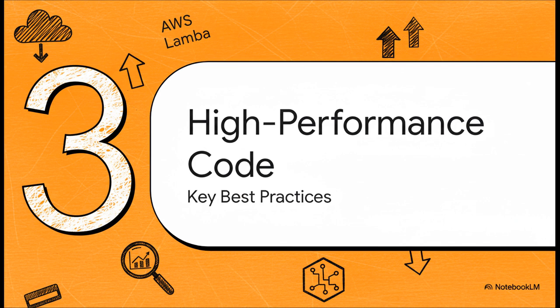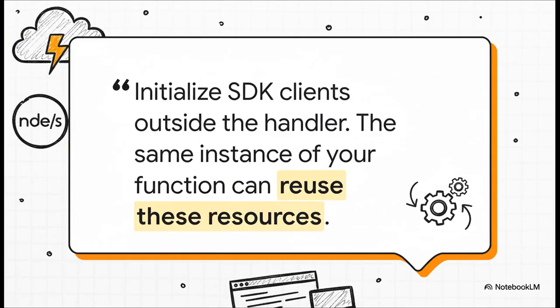Getting it running is one thing. Getting it running well, fast, cheap, and efficient, that's the next level. So let's talk about some critical best practices for performance. Okay, listen up, because if you only remember one thing from this whole explainer, make it this. This is the golden rule of Lambda performance.